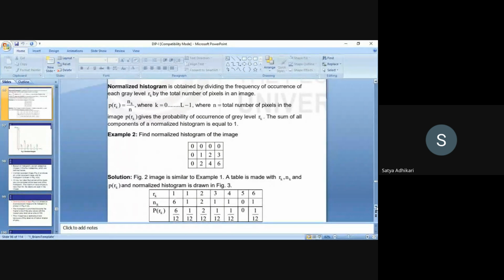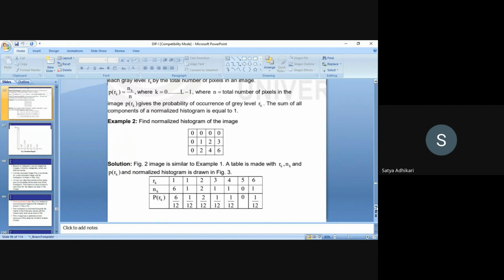We have a second example. Find the normalized histogram of the image. We already calculated rk and nk in the previous example, so there is no need to find that. We have to find only the probability. You see, the probability for nk = 6 is 6/12, because 12 is the number of pixels in this image. The original table has 3 rows and 4 columns, so the total number of elements is 12. So the total number of pixels in that image is 12.